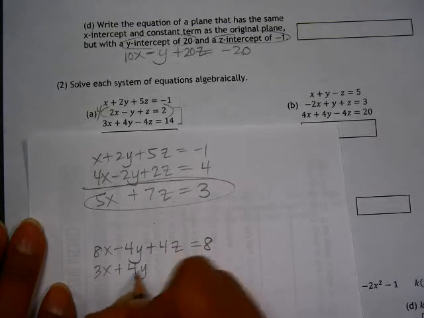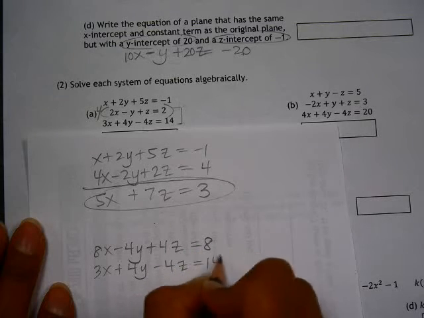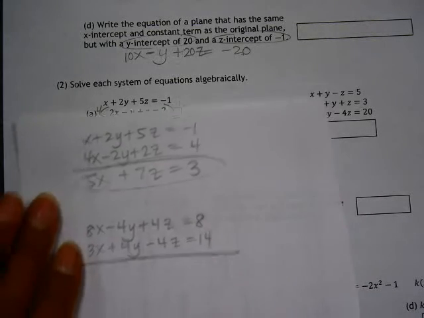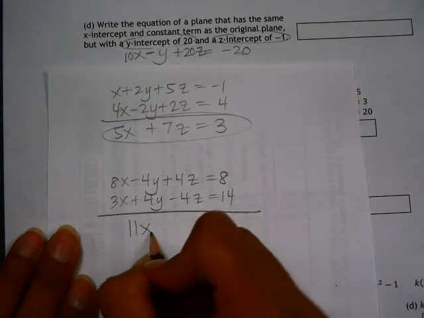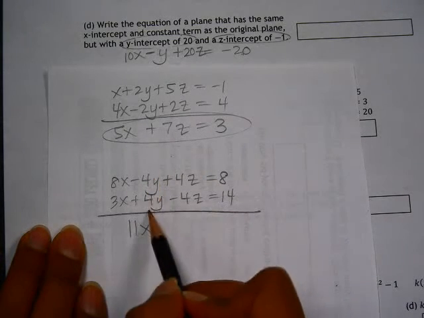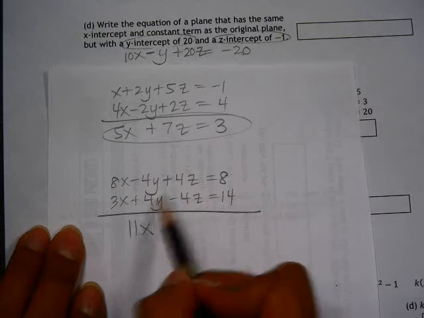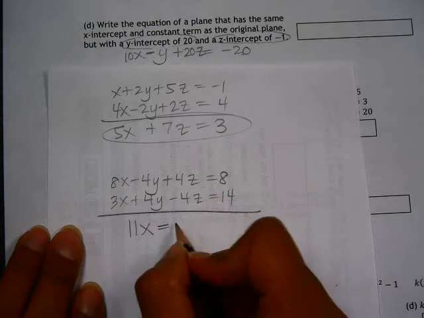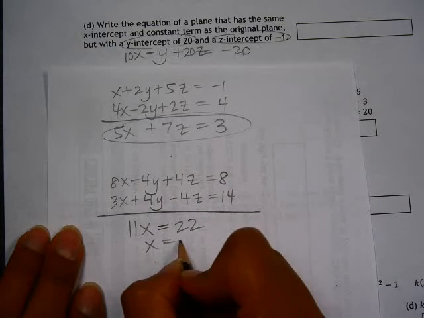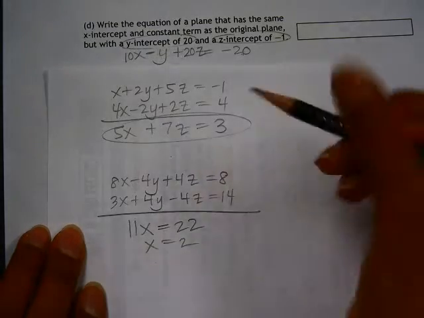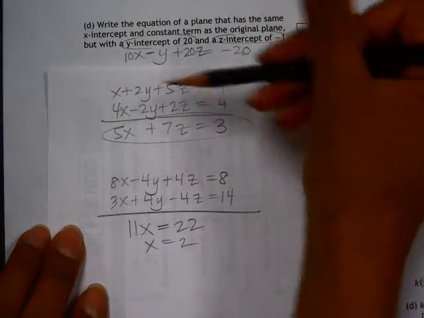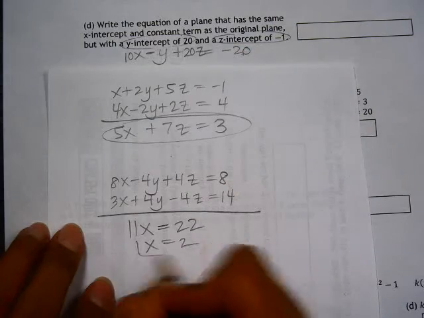3x plus 4y minus 4z equals 14. Adding those together gives us 11x. Notice the y's cancel out and the z's cancel out. That's kind of nice because now I can actually solve for x. X equals 2. So originally I said we need another equation that has x and z. Well, this is even better because I already know what x is.